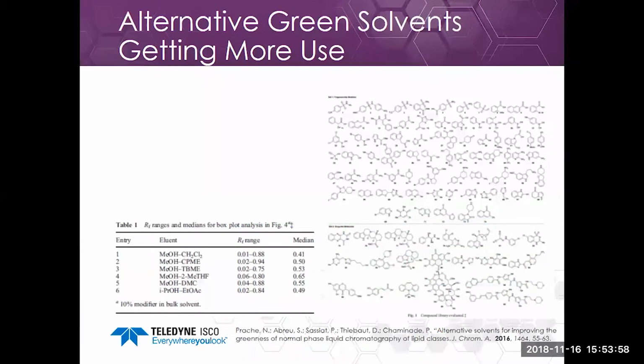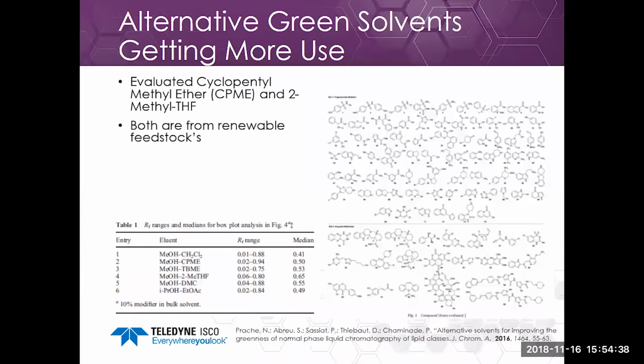Another study done here is using alternative green solvents instead of dichloromethane. This study looked at using CPME, or cyclopentyl methyl ether, and 2-methyl THF, tert-butyl methyl ether, dimethyl carbonate, and isopropanol ethyl acetate mixtures. They looked at the Rf ranges of these compounds and compared it to the DCM methanol. They looked at a broad library of compounds on the right there. I know that's difficult to see, but I wanted to show the vast library they looked at to establish these conditions.